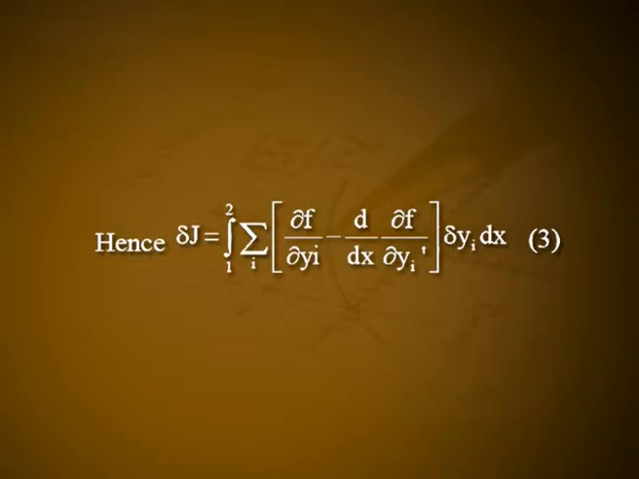Hence, delta J is equal to the integral from 1 to 2 of the summation over i of (∂f/∂yi minus d/dx of ∂f/∂yi') into delta yi dx. Let it be equation number 3. But the variations delta yi, equal to ∂yi/∂alpha into d alpha, are independent and hence cannot be 0. So, the integrand is 0.